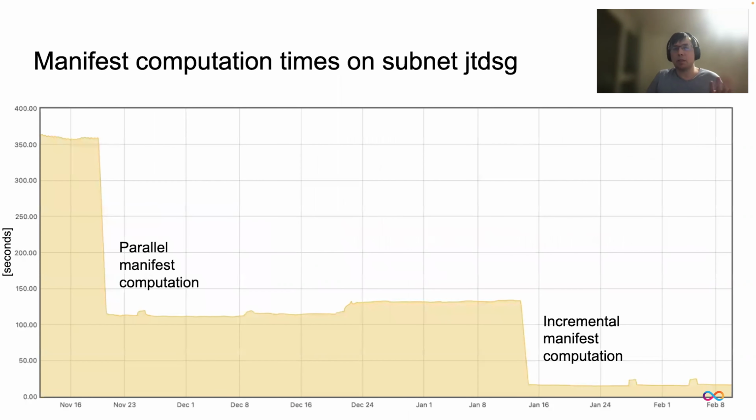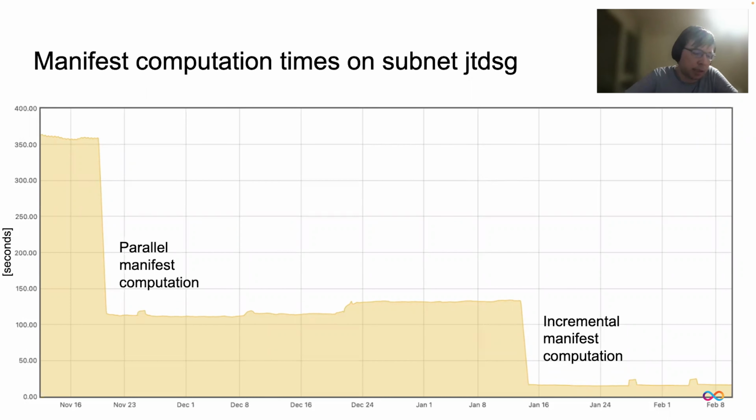And here we see what this does to the manifest computation time. What we're looking at is a graph that shows the time it takes to compute the manifest on one of the replicas on our subnet, starting in November and ending in February. You can clearly see it starts at 6 minutes. As soon as the software upgrade that introduced parallel manifest computation was rolled out, it immediately dropped to around 2 minutes. Then later, after Christmas, when we rolled out the incremental manifest computation, it dropped to around 15 seconds. So it went from 6 minutes to 15 seconds in the span of 2 months.